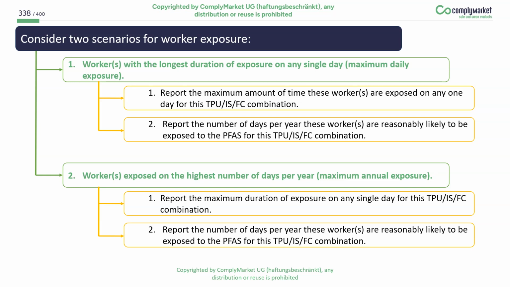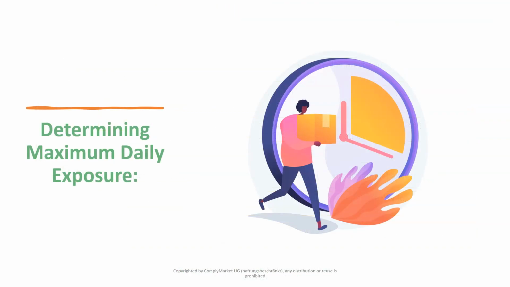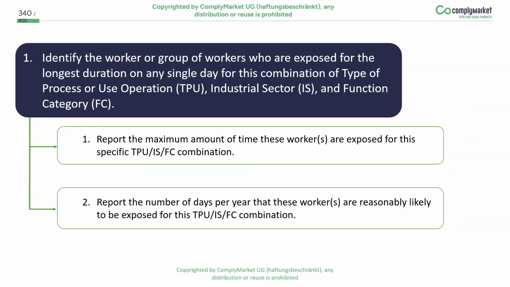Determining maximum daily exposure. Identify the worker group who are exposed for the longest duration on any single day for this combination of types. Report the maximum amount of time these workers are exposed for the specific TPU, IS, FSC combinations, or number two, report the number of days per year that those workers are reasonably likely to be exposed.